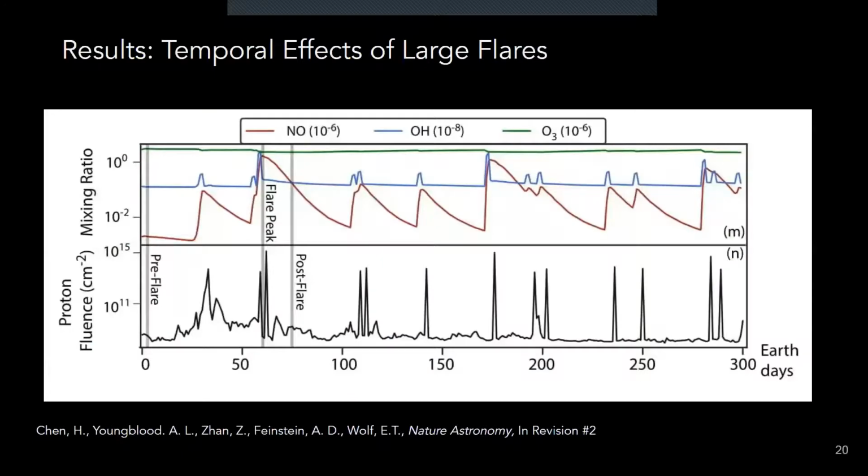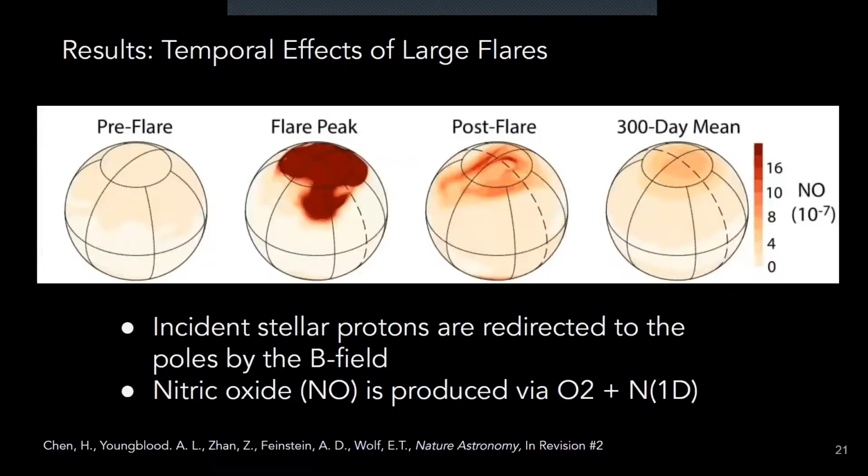And by the way, showing here is a scenario for a magnetized planet. And we can see that the spatial distribution does confirm that it is magnetized, given that most of the effects occur in the poles during the flare peak. So this is a global distribution of the mixing ratios of NO. You can see that the incident protons are redirected to the poles, during which protons dissociate N2 and O2, which then produces NO.